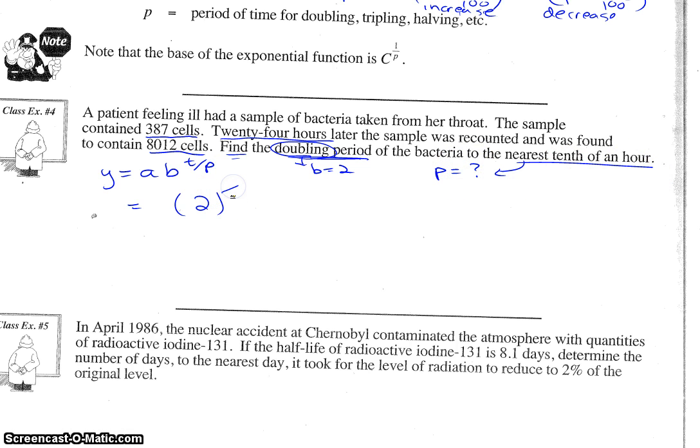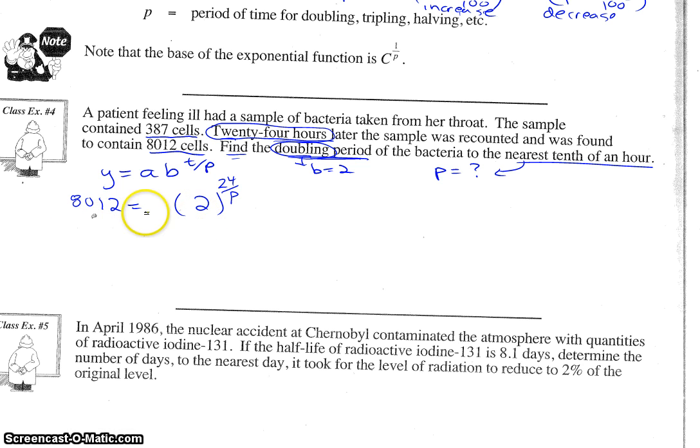Both of these exponents are time units, and they have to be the same time units. You'll notice the other time unit we were given was this, 24 hours later. So that would be our T. And then the amount of bacteria that's connected to that time is 8,012. So that's our final amount over here, the number of bacteria.